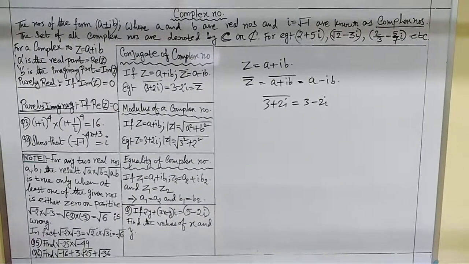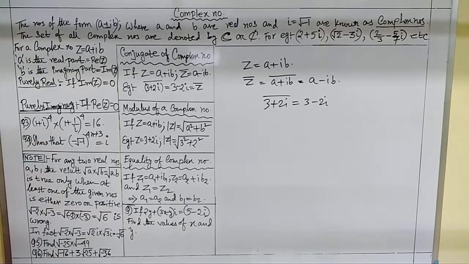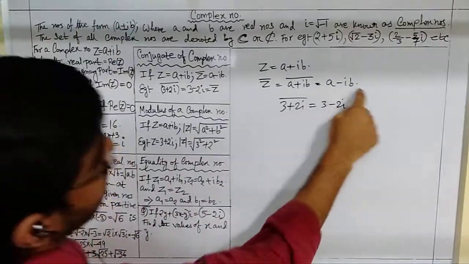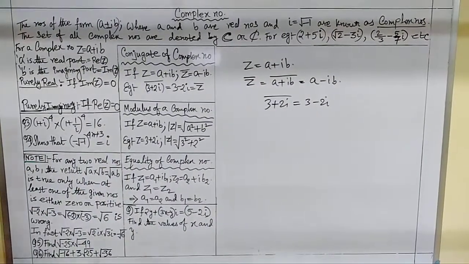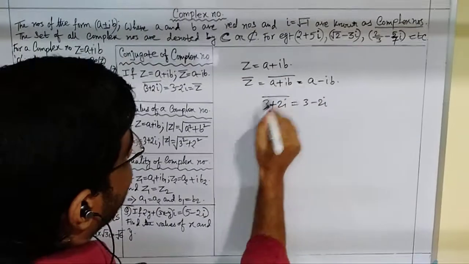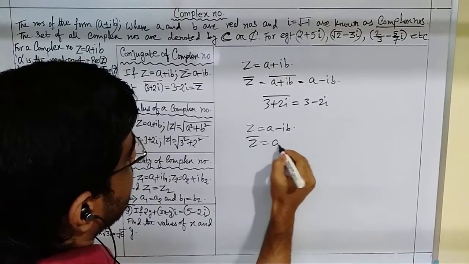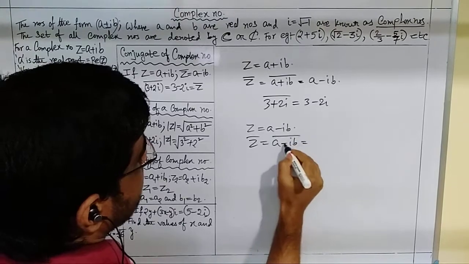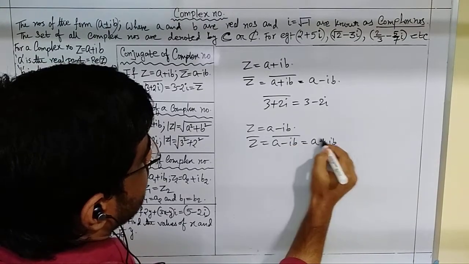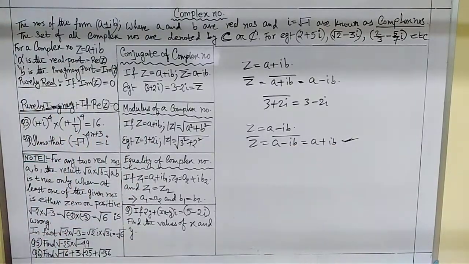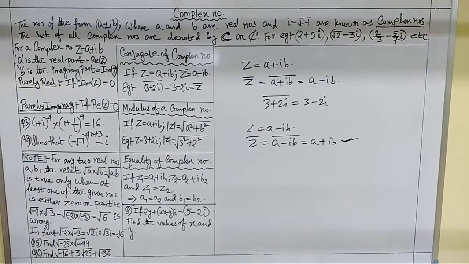It is an operator, just like addition, multiplication, subtraction, division. It is also an operator. It operates upon complex numbers and changes the sign in this way. Means if it would have been negative, like z equals a minus ib, then its conjugate will be, this sign will be changed. So a plus ib will be the conjugate of a minus ib.